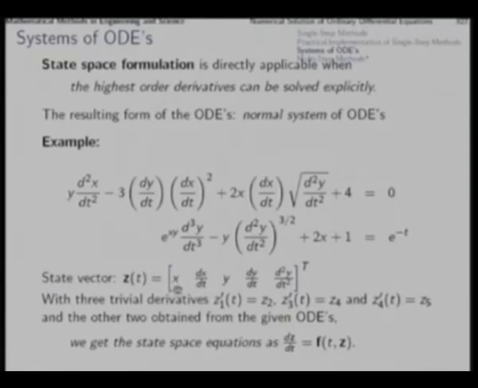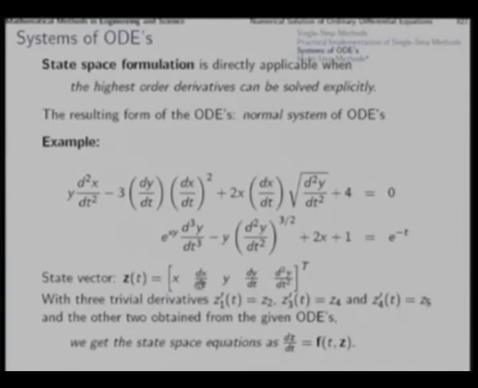Three of the component derivatives here will be trivial, because z1 is x. So, z1 prime will be dx by dt, which happens to be z2. So, z1 prime is z2. Similarly, z3 is y. So, z3 prime will be y prime, that is dy by dt, which happens to be z4. Similarly, z4 is dy by dt, its derivative z4 prime will be the second derivative of y, which happens to be z5. So, that is this. So, these three derivatives are trivial.